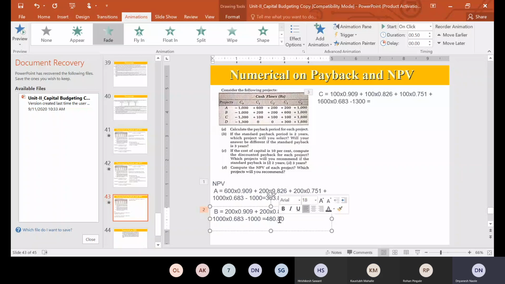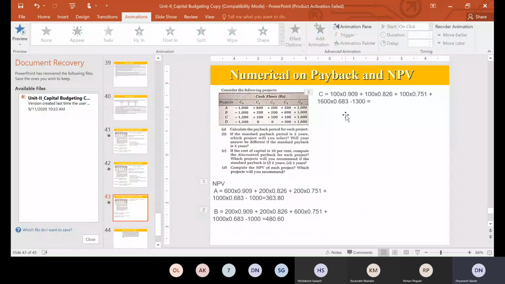Now for C you find out and then we'll end here with the capital budgeting techniques.